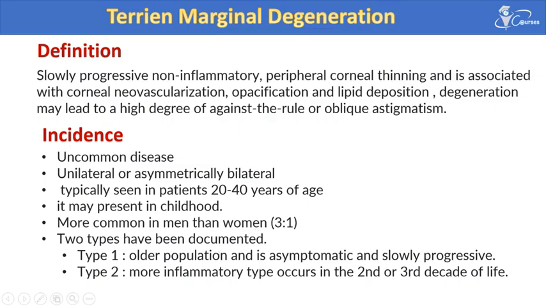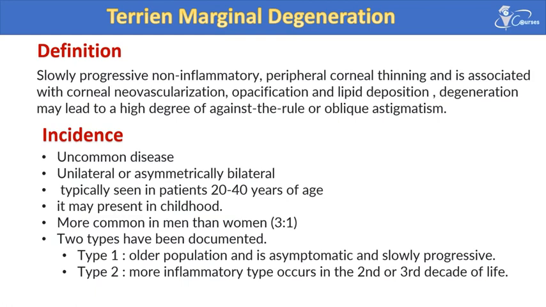Two types have been documented. There is type 1 and type 2. Type 1 is in the older population, more like 40 and above, and tends to be asymptomatic and slowly progressive. But type 2 tends to be in the younger population, like in the second to third decade, and it has a more inflammatory nature. We said it is non-inflammatory, but type 2 is more progressive, so it tends to be as if there is more inflammation.